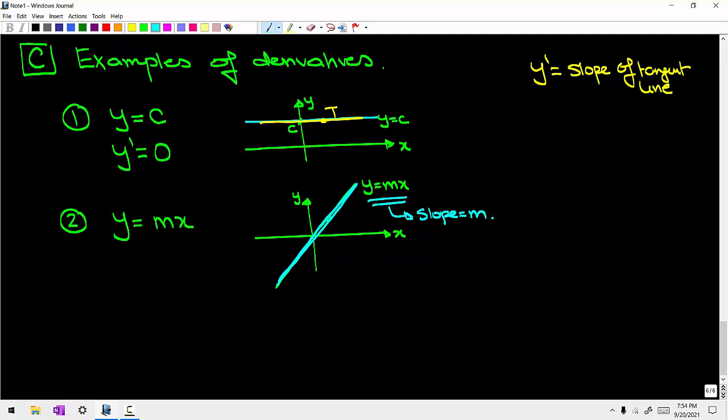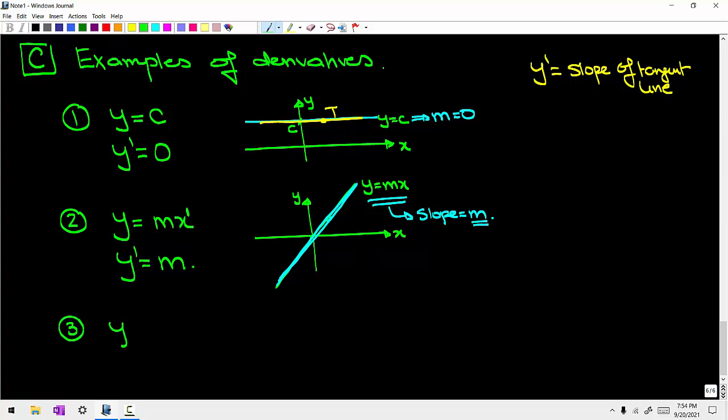Okay. Out here, the slope, just so you know, is 0 because it's a horizontal line. That's why the derivative was 0. Out here, the slope is m. And since the tangent line and the line that was given to us are the same, the derivative of this function is just going to be m. So if you take the derivative of mx where x has power 1, you're just going to get a diagonal line. So the derivative of that is always going to be 1.